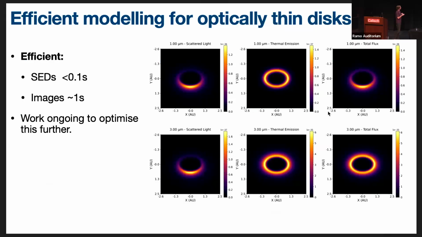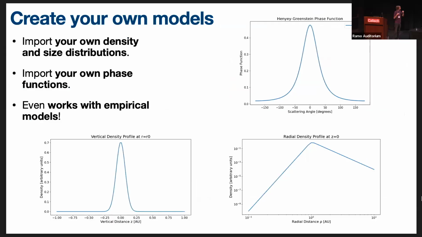But we can also calculate images. Here you have scattered light images, the thermal emission, and the total flux at 2 wavelengths, at 1 micron where the scattering dominates, and at 3 micron where the thermal emission dominates for this example. What's cool about this code is that you can create your own models. You can input your own dust density distributions, your own size distributions, your own phase functions, and the code will work just as well with that.